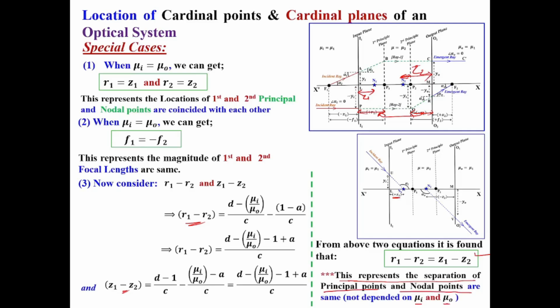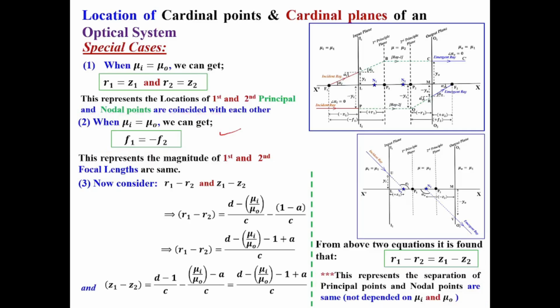So they may or may not coincide, it does not matter, but the separation between the principal points and the separation between the nodal points will be the same. This is the most important point that you have to remember. This is one of the important short questions. A short question will ask whether this is true or not. Yes, it is true. It does not depend upon mu I and mu O. I suggest you remember this equation and this equation. These two results are very much important.